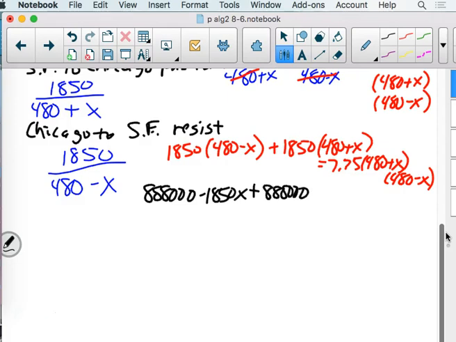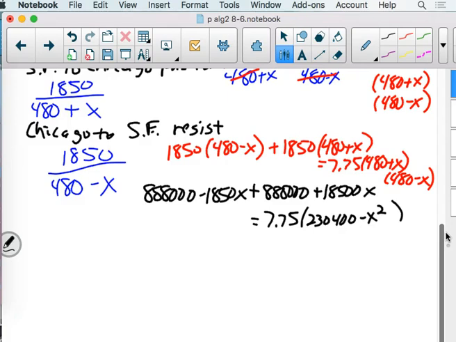888,000 plus 1850x. That's even better news. Those two are going to cancel right out. Equals 7.75 times, well, here's some good news. That's a sum and difference pattern, so we just have to do first times first and last times last, or 480 squared, 230,400, minus x squared.